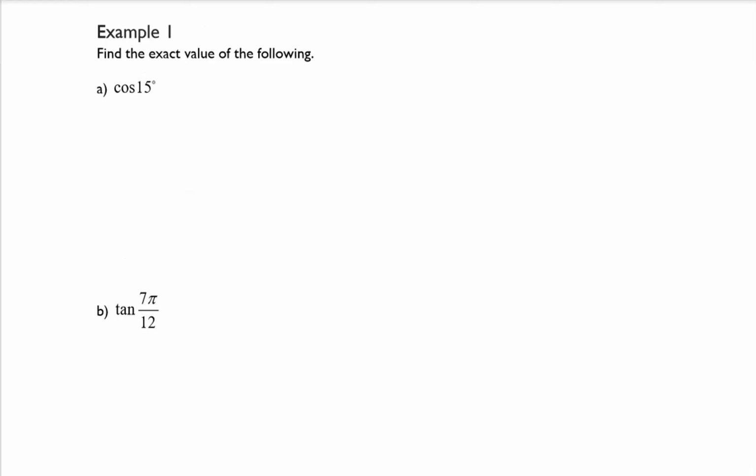Example 1 wants us to find the exact value of the following things. So part A says cosine of 15 degrees. Now, 15 degrees is not one of the common angles that you find on the unit circle. However, you can rewrite this thing as cosine of 60 degrees minus 45 degrees. These are both angles that are commonly placed on the unit circle, and they are angles that we know the cosine and sine values of. So now we can plug in the difference formula.